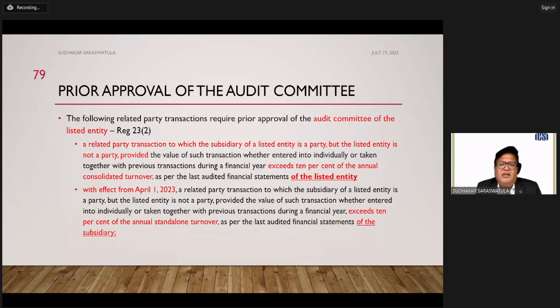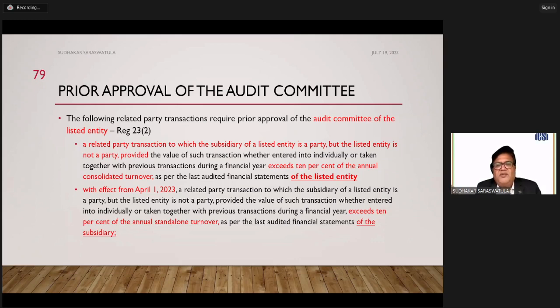So, the same thing, because of this particular amendment, no doubt about it, from a governance point of view, it is good. All the transactions of the subsidiary companies are flowing to the audit committee of the listed entity. But the burden of the audit committee of the listed entity is increasing manifold. In fact, recently in one of the forums, I was mentioning that the audit committee has to at least have double the meetings they were having earlier.